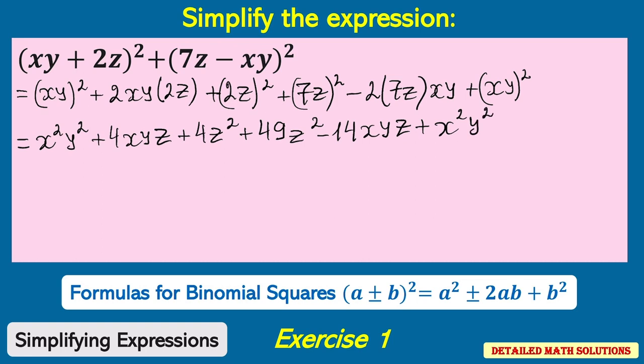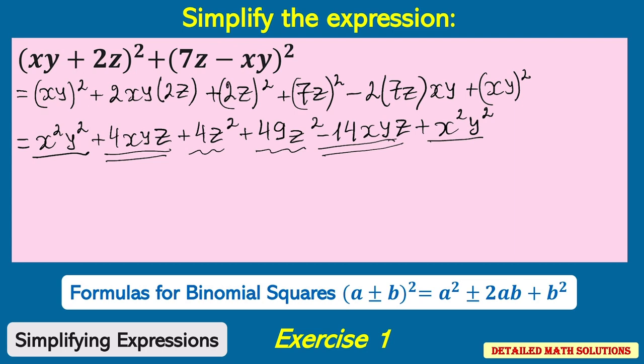As a next step, I need to add all like terms that have the same literal parts. Such terms are x squared y squared and x squared y squared, 4xyz and negative 14xyz, and 4z squared and 49z squared.